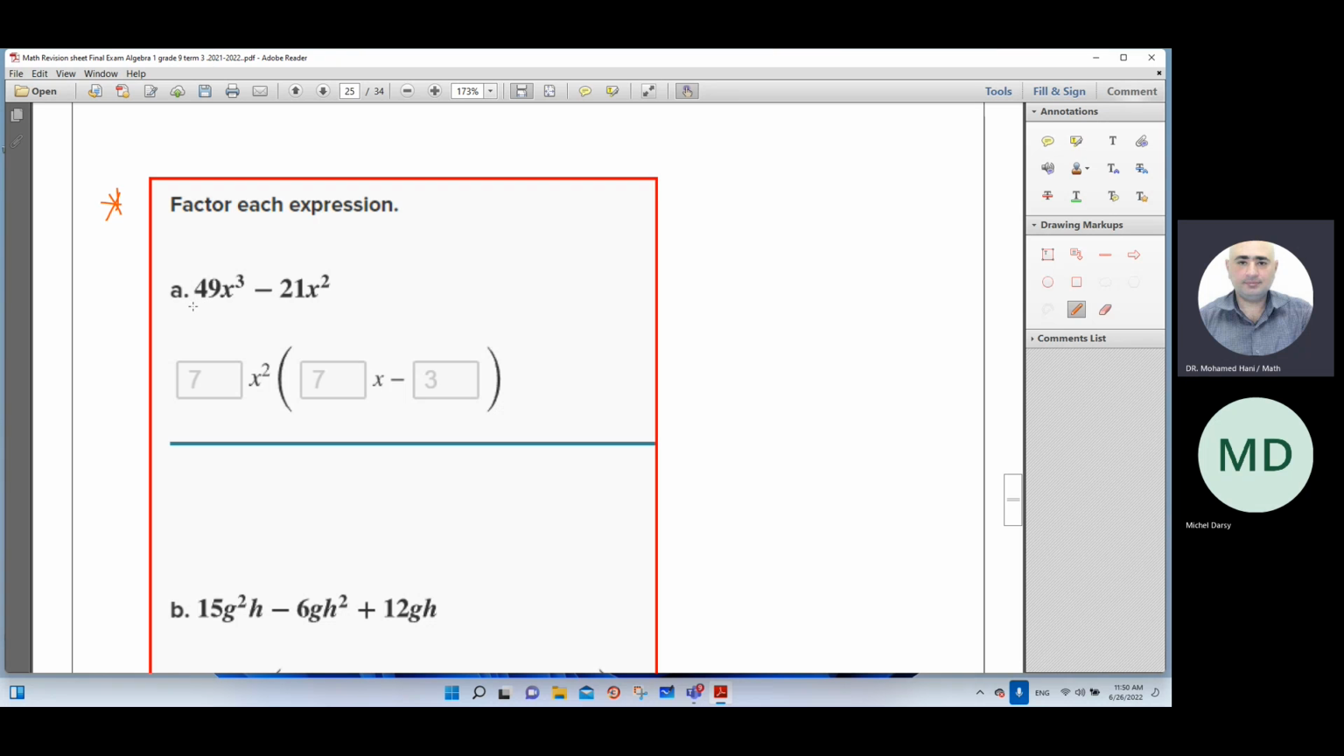What is the common between 49 and 21? Find the GCF. The GCF will be 7. And what is the common between x cubed and x squared? Will be x squared. Then take the first monomial and divide by 7x squared. 49 divided by 7 will be 7. X cubed divided by x squared will be x. Minus 21 divided by 7 will be 3, and x squared divided by x squared will be 1.